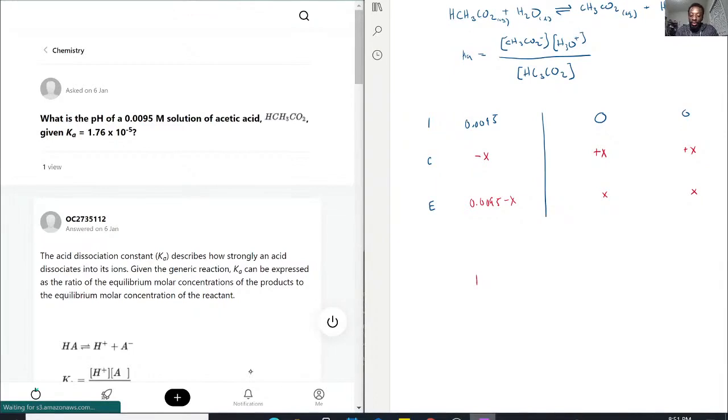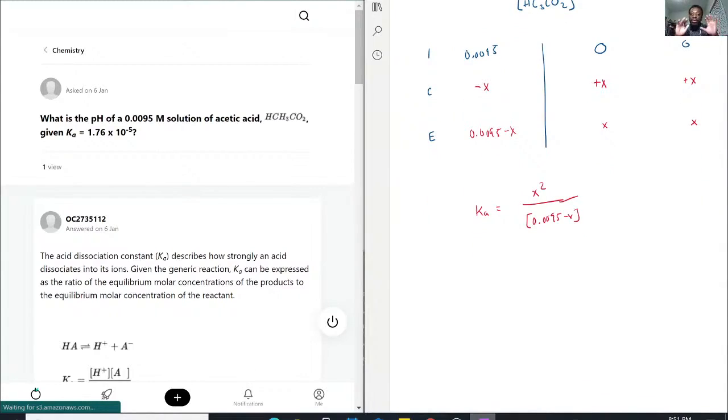So that being said, we have Ka is equal to X squared, because both of these are X's, over 0.0095 minus X. So now we start multiplying across just to be able to have an equation. We have 0.0095 Ka minus XKa is equal to X squared. And then we move it over, and we have X squared plus KaX minus 0.0095 Ka is equal to 0.